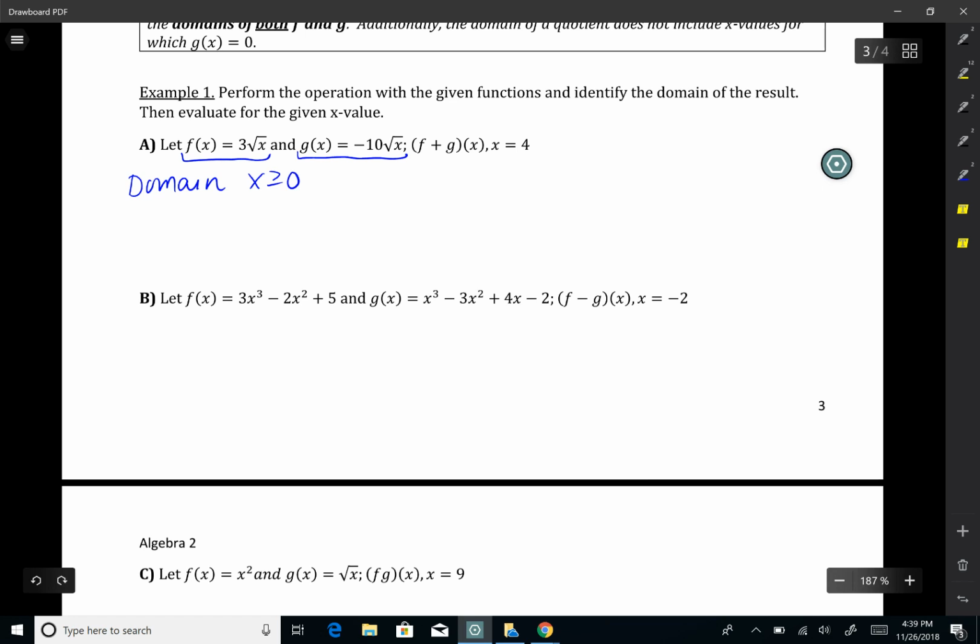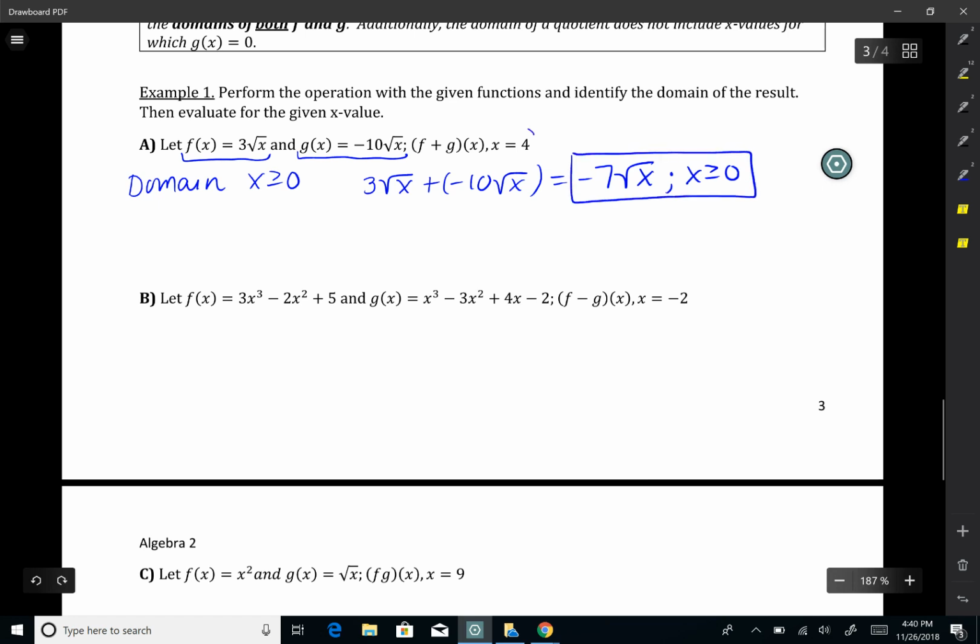Now, when we add f plus g of x, we're going to take 3 rad x plus negative 10 rad x. And so essentially we're taking 3 rad x minus 10 rad x, which gives us negative 7 rad x. Now we haven't done anything else with the radicals, so the domain is still x values greater than or equal to 0. So this is my sum and my domain.